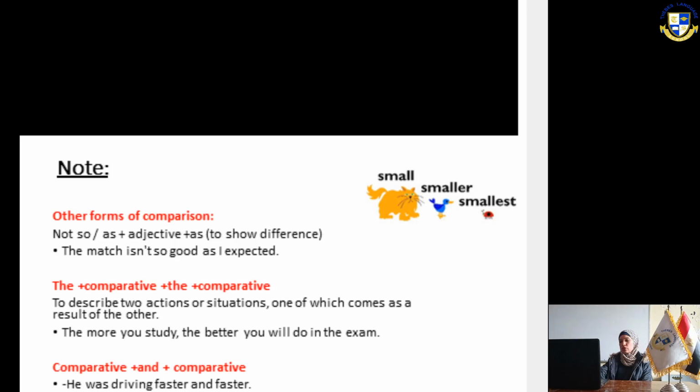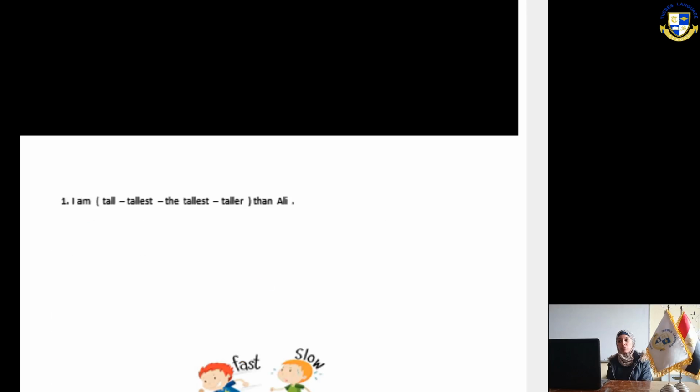Let's move on guys to the exercise, slide 12. As you notice now guys, we have finished the difference between the comparative form and the superlative form, and we are ready to answer some questions. On slide 12, choose the correct word. Number 1, I am blank than Ali. As you notice now guys, we have than. That's why we can put taller. I am taller than Ali. So now I'm making a comparison between me and Ali.